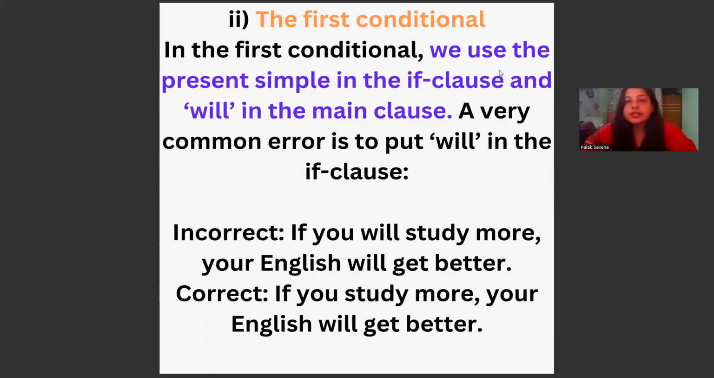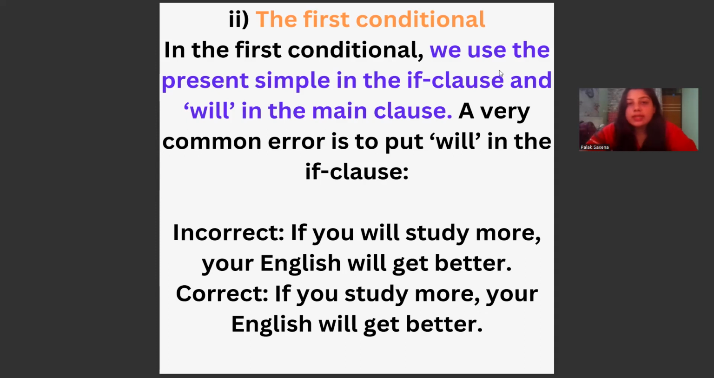Now moving on to the first conditional. What is the rule for the first conditional? In the first conditional, we use the present simple in the if clause and will in the main clause. A very common error is to put will in the if clause. So it's a very, very small difference. In the zero conditional, the rule was that the if clause is going to be present and the main clause is also going to be simple present. But here we use simple present in the if clause, but we use will in the main clause, exactly the opposite.